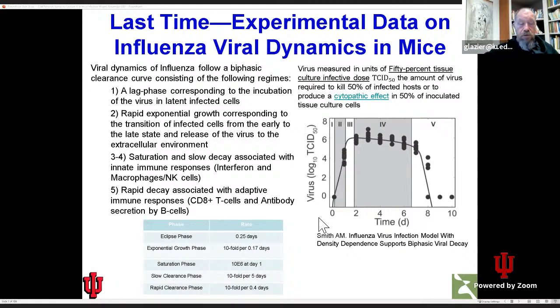Region two, which was when you had the rapid exponential growth of the virus. Region three, when that growth slows down and reaches a maximum. Region four, which is associated with the innate immune system, when the amount of virus decreases slowly. And it's not quite as slow as it looks, because you have to remember this is a log plot. So the amount of virus is decreasing by a factor of 10 between day two and day seven. And then region five, when the amount of virus decreases rapidly and eventually goes to zero.